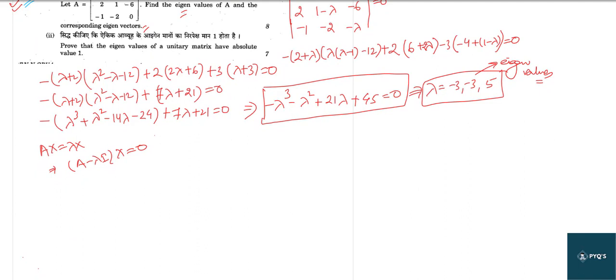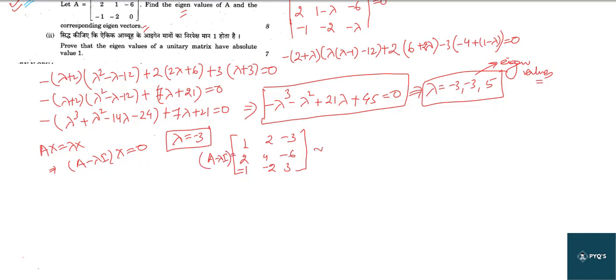Okay. Now for lambda equals to minus 3, A minus lambda I is 1, 2, minus 3; 2, 4, minus 6; and minus 1, minus 2, and 3. So this is the A minus lambda I matrix. Now I'll apply the row operation here. If we double the first row and subtract it from the second row, I'll get 0 everywhere. And if I add the first row to the third, I'll get 0 again here. So this is A minus lambda I.